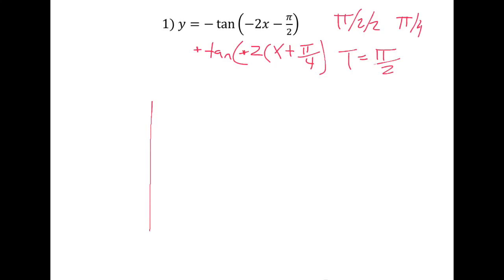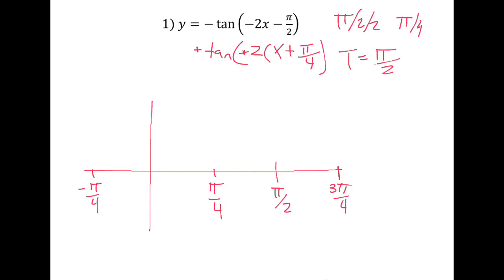So now I can sketch this in. I'm going to label one full period right there at pi over 2. I'm going to label the halfway point at pi over 4. I'm going to give myself another tick mark over here for 3 pi over 4. We're shifting it to the left, so I'm going to give myself one additional tick mark right here at -pi over 4 as well. Well, think about the tangent function.